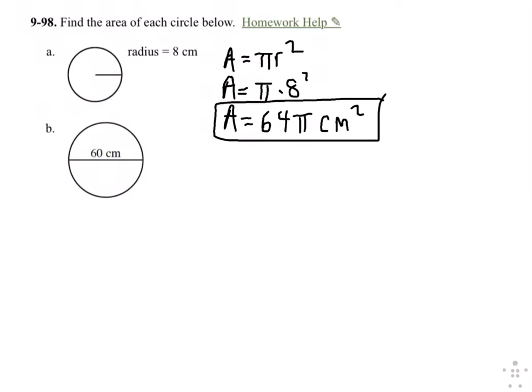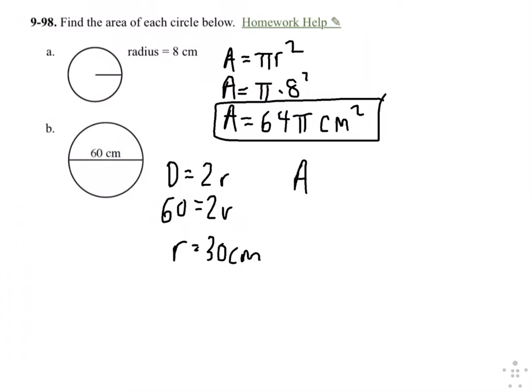And if we use 3.14 for pi, then we have an approximate answer, so why not leave it as a precise answer? And then B, it's the same thing, except the diameter is 2 times the radius. So 60 equals 2r, so the radius is 30 centimeters.